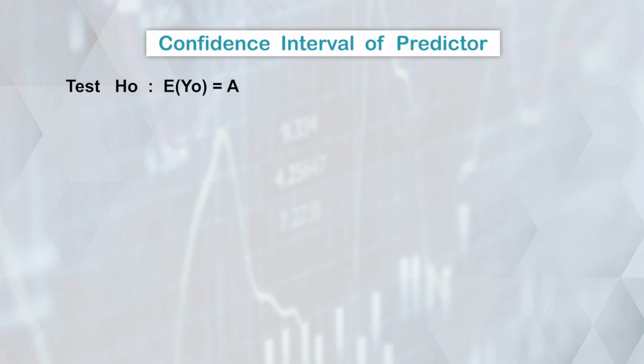For example, we start with the very first hypothesis, H0, the null hypothesis, which says the expectation of Y0 equals A. This A is a specified value of the observation. The expectation of Y0 is the mean, and Y0 is a random variable.